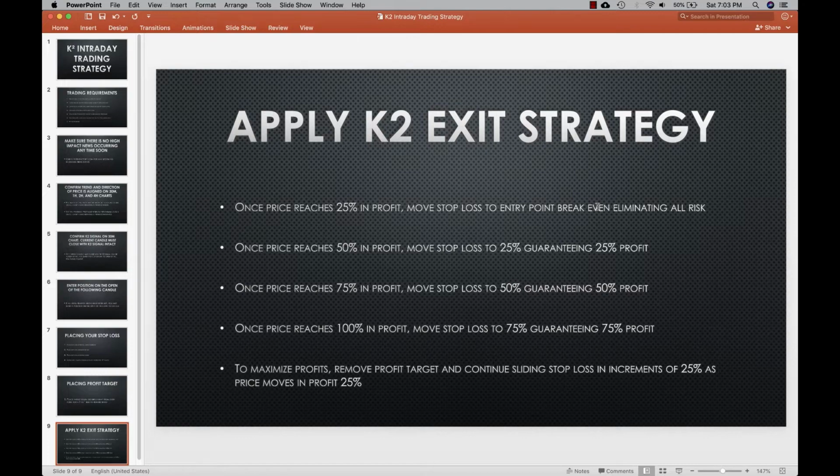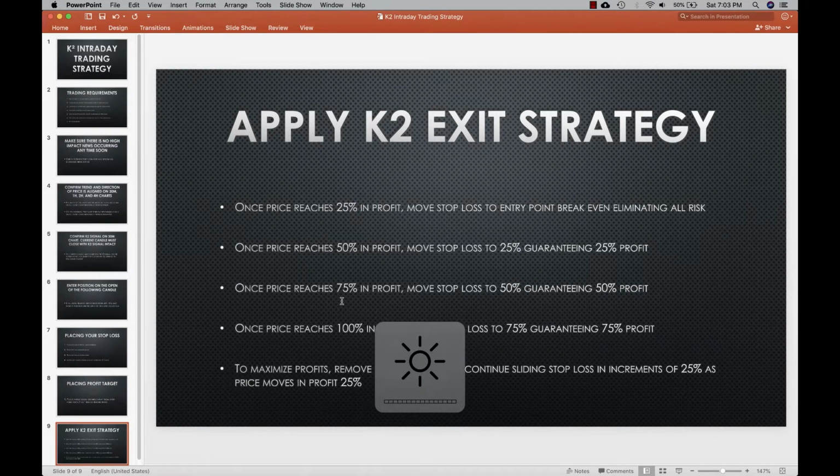So if price reverses for any reason, you'll automatically win, because then your stop loss won't be negative. It would just be exactly where you entered from. And then after that, once price reaches 50% in profit, you can move your stop loss to 25%. So you'll eliminate your risk, and then you'll guarantee 25% in profit. So it's a win-win. You'll never lose.